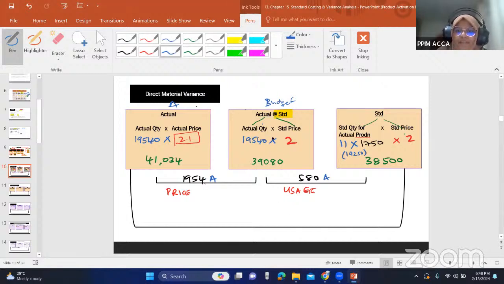If you look at the usage, the second box versus the third box, here there is a little bit of actual at least. The third box is entirely standard, entirely budgeted. According to the budget, I'm supposed to spend 38,500. I have spent more, 39,080. That's also a bad thing. That's why this usage variance is also adverse. That's how you get the direct material price and usage variance. Take this down and then we'll move on.